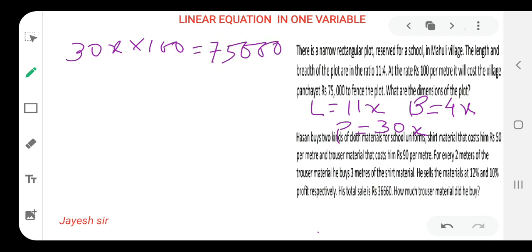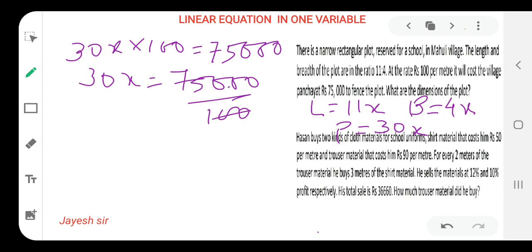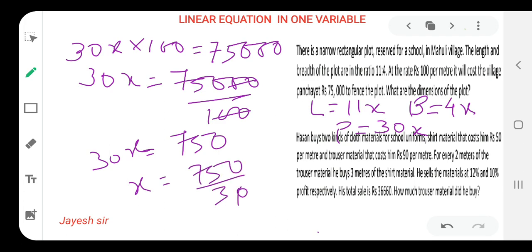Yes friends, this thing we can do, or the other thing we can do. First let's solve with this method only. 30x equals 75,000 upon 100. So let's cancel the zeros. That means 30x equals 750. So what would be the value of x? 750 upon 30. Yes friends, we will get the value of x as 25. This is one method by which we have got the value of x as 25.